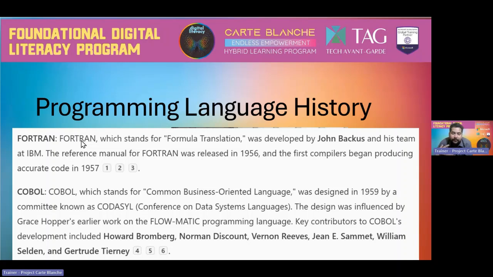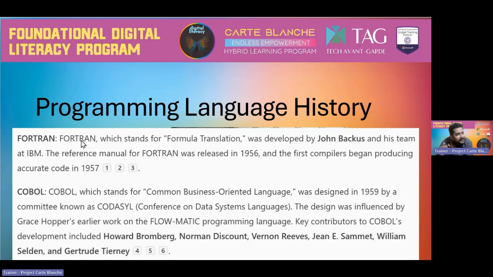The first compiler began producing accurate code in 1957. So that machine was created with that idea, and then COBOL is the other language, which was done in 1959 by the same scientist. Grace Hopper is the main stakeholder for developing COBOL, and till today, COBOL is used in many systems. So Fortran and COBOL were the starting languages, coded in a format where binary numbers can be coded into formulas so that people can remember.